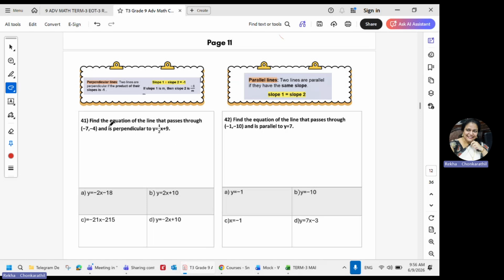Find the equation. You have to find the equation of the line that passes through these points and is perpendicular to this line. Now this is the line y equal half x plus 9. Now this is in the form y equal mx plus b. So your m is 1 by 2. So can I say m1, that is the slope of this line, is 1 by 2? Slope of this line is 1 by 2.